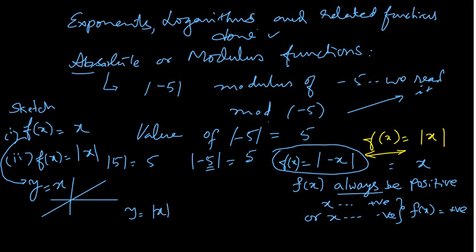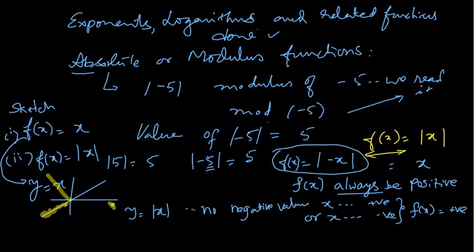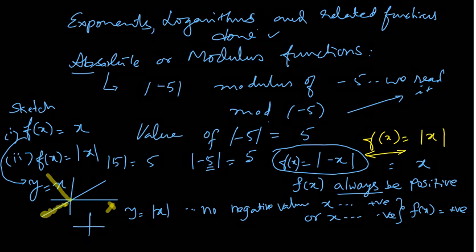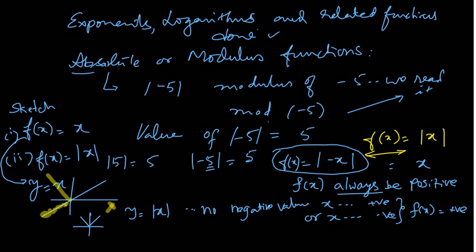As we said, there is no negative value. So this part, all of it, you will shift to the other side like this. It is exactly the mirror reflection about the x-axis. This is our x-axis. So this will be the mod x graph, something like a Nike symbol. You always have a shape like that. So this is mod x.